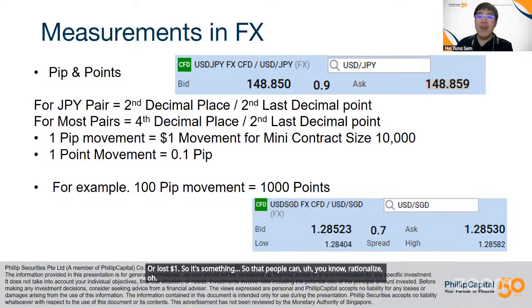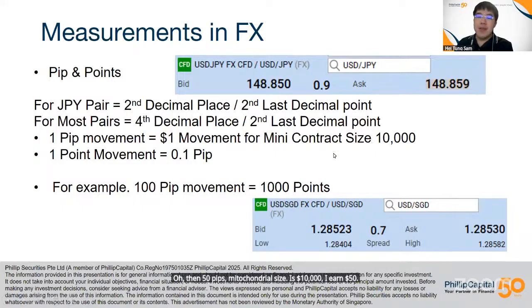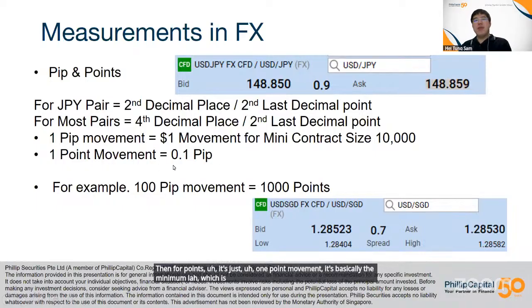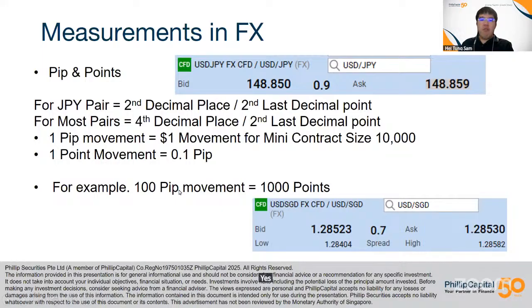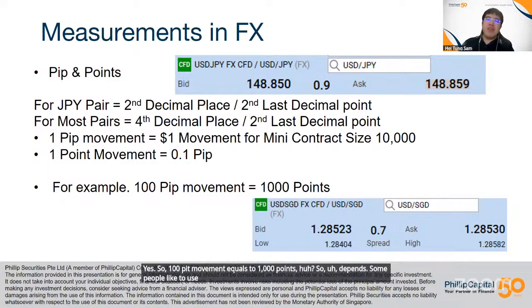Oh, I earned 50 pips. My contract size is 10,000, so I earned $50. So it's easier for people to rationalize and know how much the pip movements are. It's just terminology. Then for points, 1 point movement is basically the minimum, which is 0.1 pips. So 100 pips movement equals 1,000 points. Some people like to use points, some people like to use pips.